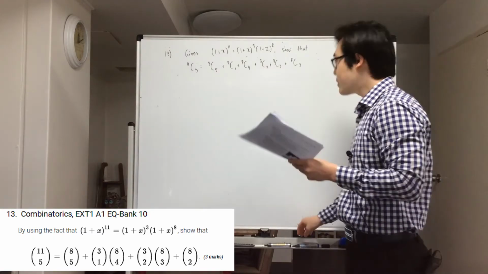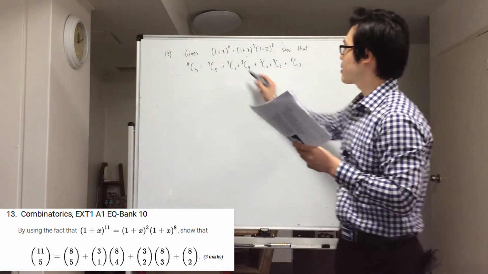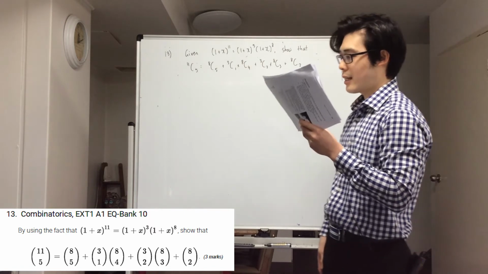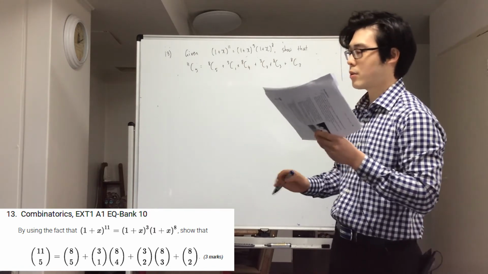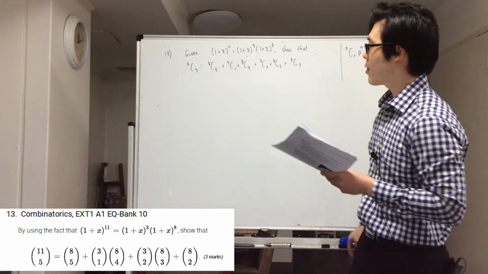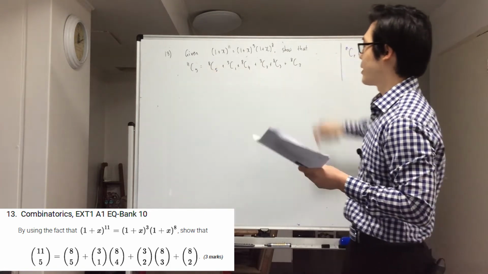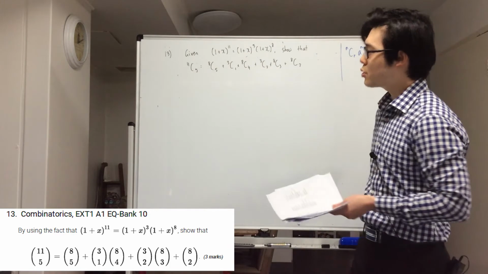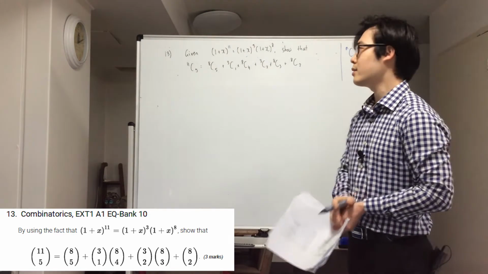All right, so it says, by using the fact that this is equal to that, show that 11C5. So I wrote down all those symbols in terms of that. Show that this is equal to all that. Yeah, it looks awfully tricky, but it's not too bad. Okay, let me try and break it down.